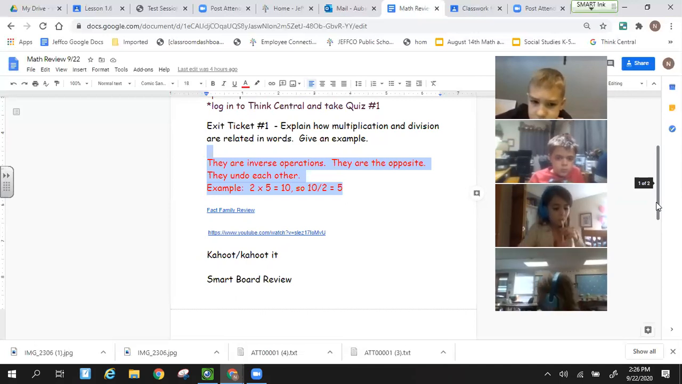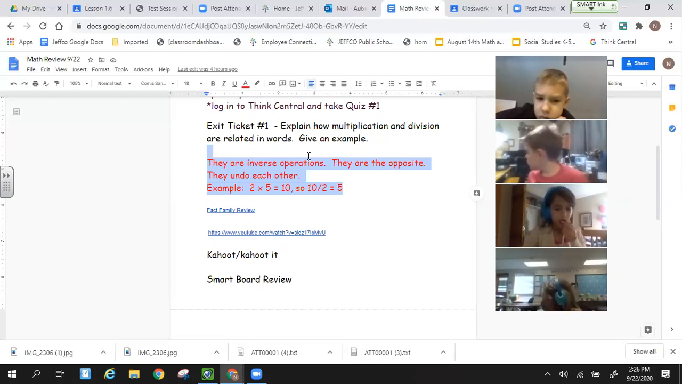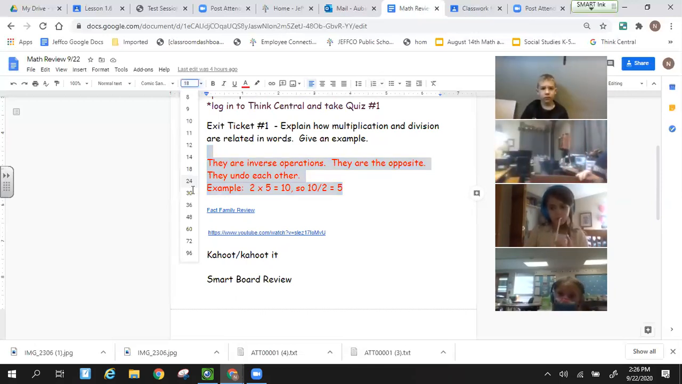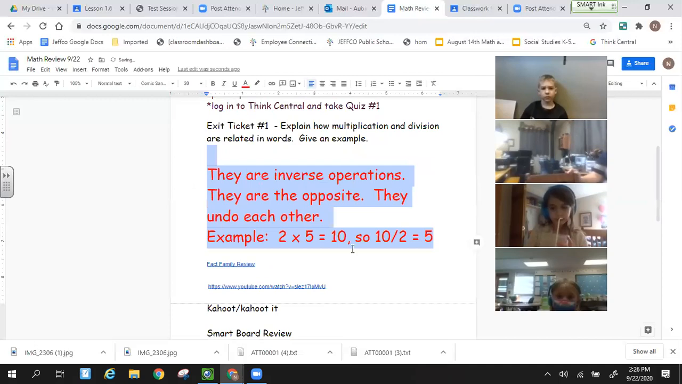Okay, so they are inverse operations. You could write that, or you could write they are the opposite, or you could write they undo each other, and then give some sort of example. Yes, honey? Okay, so she wants you to throw in those other ones too. Here, it's bigger now. Maybe that helps.